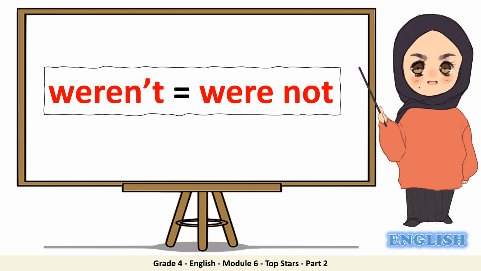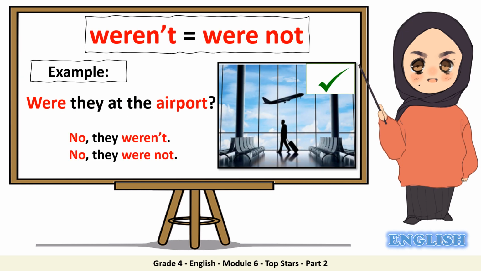And don't forget that we can write weren't in two different ways. Have a look at the board. Let's have an example. Were they at the airport? No, they weren't. Have a look at the word weren't in the answer.